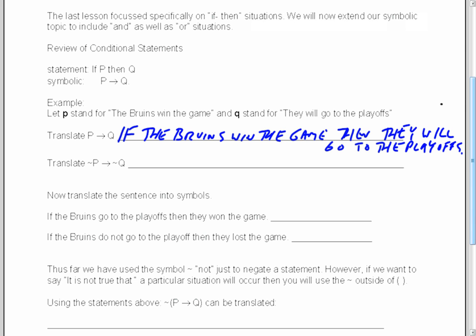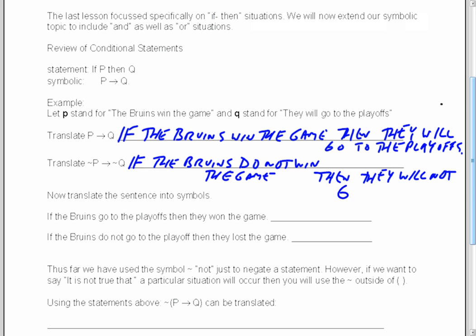What's happening here with the negation symbols? What should I start thinking about either putting into the phrase or taking out of the phrase? Inverse. Inverse, which means what word am I probably thinking about? Don't, not, some sort of verb tense dealing with that. If the Bruins do not win the game, then they will not go to the playoffs.